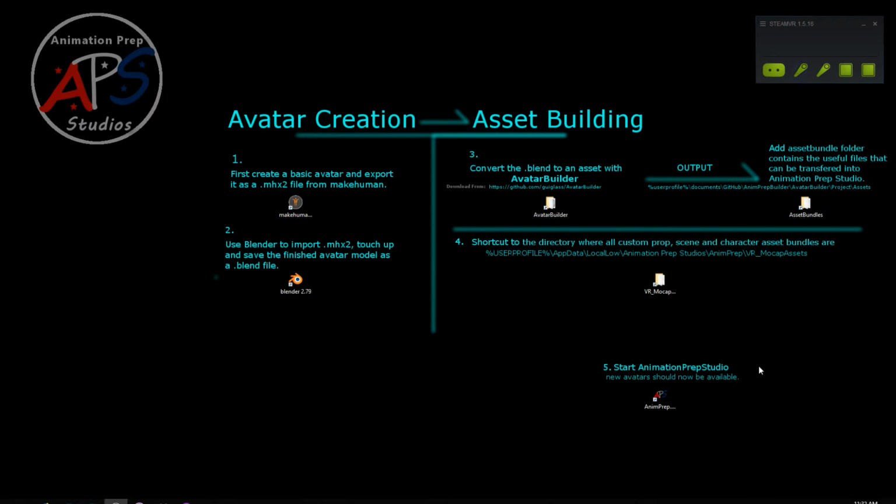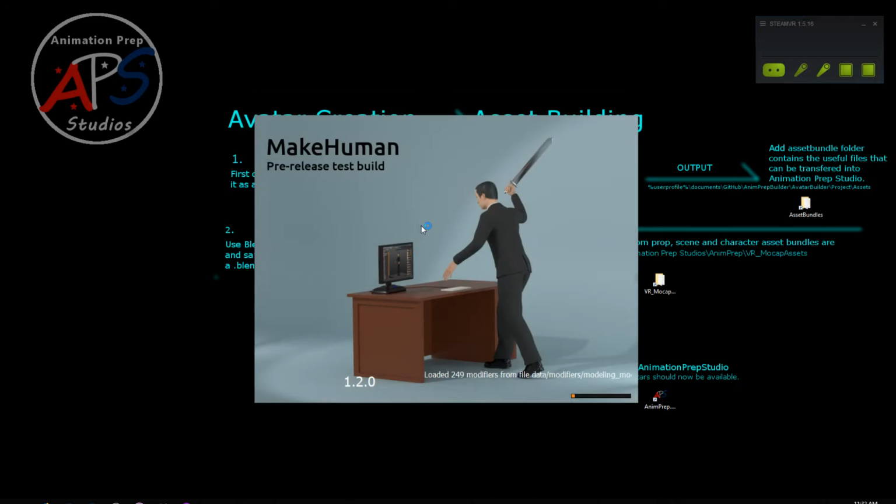In this tutorial, I'm going to attempt to explain how to create custom avatars that you can use in Animation Prep Studios during your recordings from custom MakeHuman community characters that you create and modify in Blender. In the first step, we're going to create a basic avatar in MakeHuman and export that avatar as an MHX2 file that we will then import into Blender. So let's get started. Open MakeHuman Community and load a basic template.